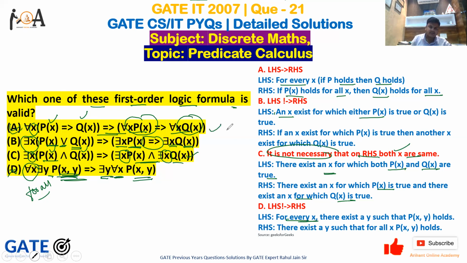So option A is correct. That means for all x, if P(x) holds then Q(x) holds, we can write it like that, right? So option A is there, and for all other options, these are the explanations here, right? And we took this explanation from the GeeksforGeeks guide.